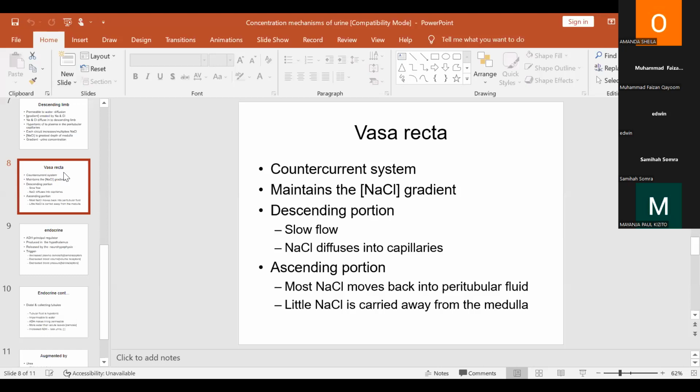You'll produce little concentrated urine because most of the fluid has been reabsorbed back into a concentrated medulla.